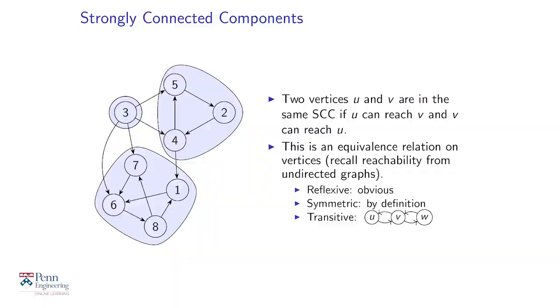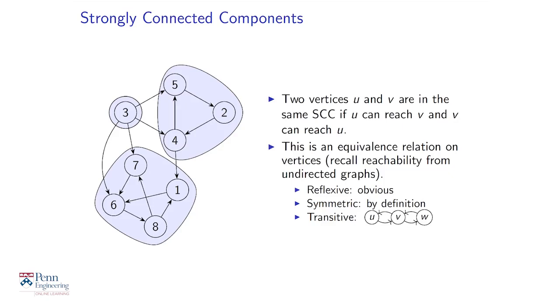So what's an equivalence relation? You may have studied this earlier in your life somewhere, but basically an equivalence relation is a kind of binary relation that has three properties. The three properties are that every object is in relation with itself. That's called the reflexive property. The second property is if u is in relation with v, then v is in relation with u. This is the symmetric property. And the last one is the transitive property, that is that if u is in relation with v and v is in relation with w, then u is in relation with w as well.